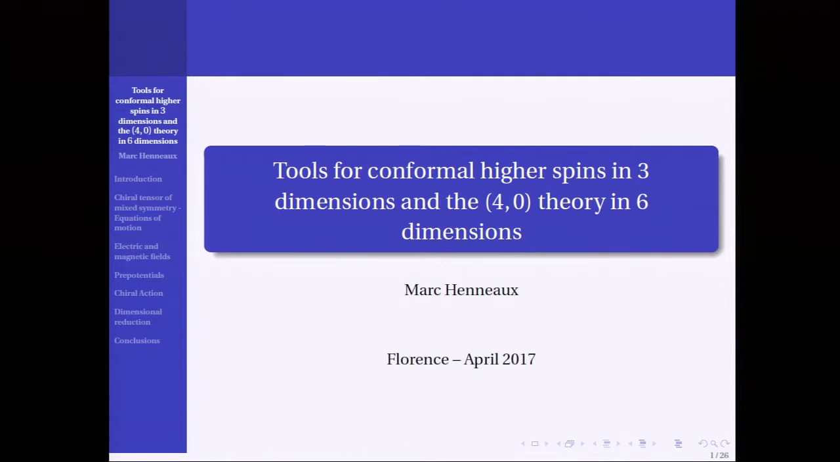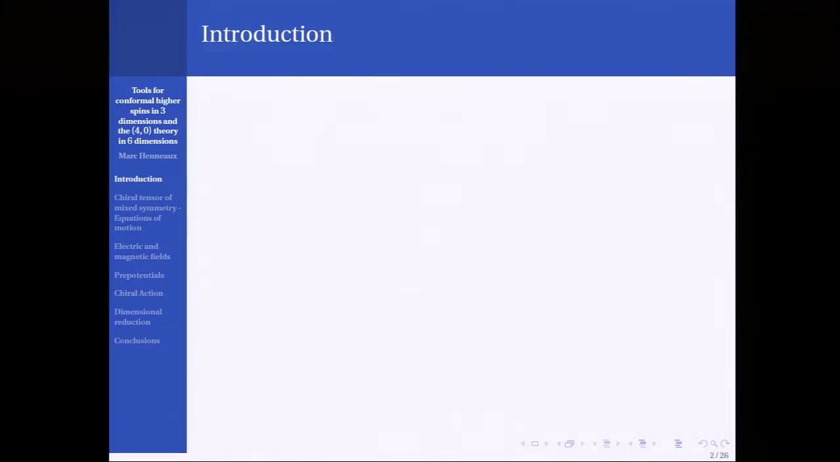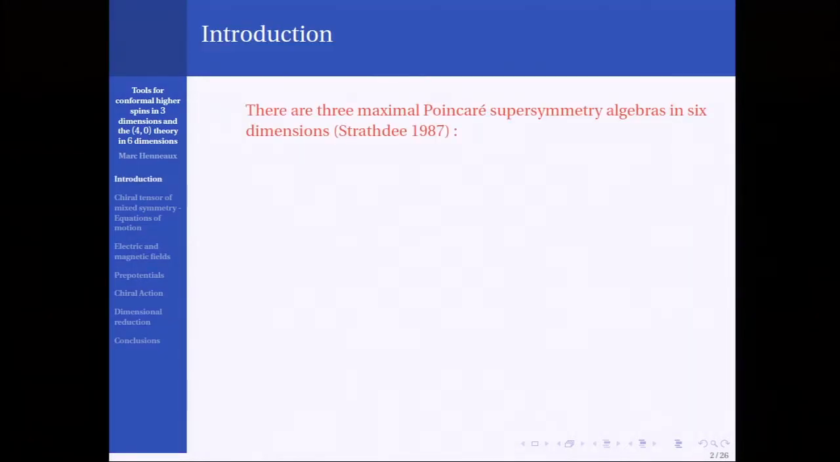There are many ways to motivate that exotic theory of gravity in 6 dimensions, and one of the ways is to start from the maximal Poincaré supersymmetry algebras in 6 dimensions. Maximal meaning that there are 32 supersymmetries, and when you reduce to 4, it's N=8. And these maximal Poincaré supersymmetry algebras are the so-called (2,2), (3,1), and (4,0) algebras.